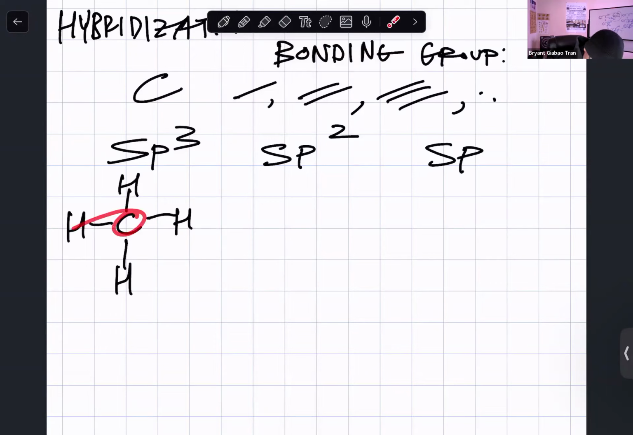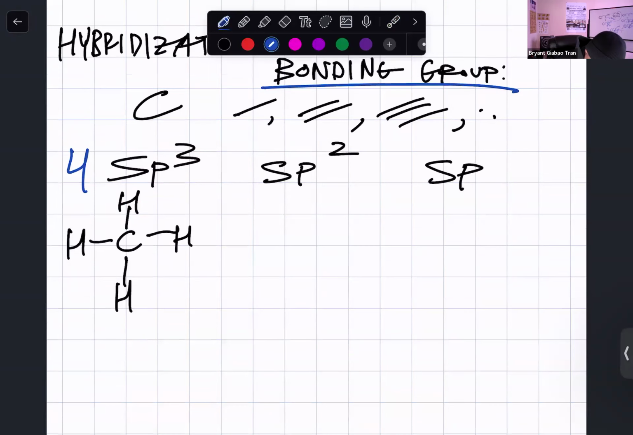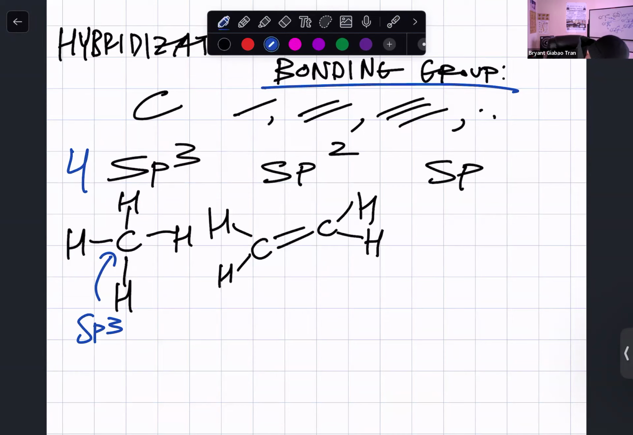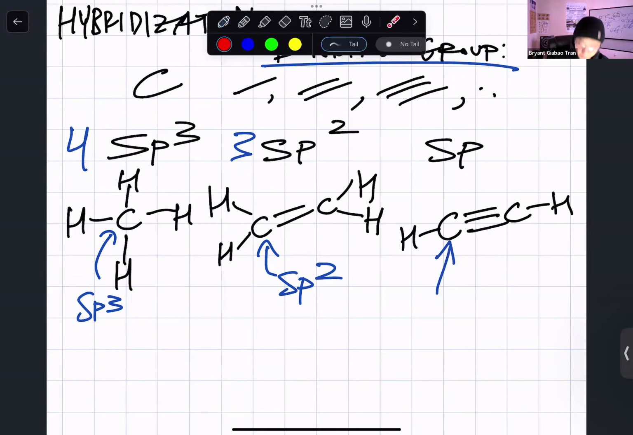So let's look at this carbon right here. This carbon right here has 4 bonding groups, 1, 2, 3, 4. And if it has 4 bonding groups, it's going to be sp3 hybridized, right? So I'm going to write the bonding groups in blue. So this carbon right here is sp3 hybridized. If we look at this carbon right here, it has 3 bonding groups, 1, 2, 3. And if a carbon has 3 bonding groups, it's going to be considered an sp2 hybridized carbon, right? Now, if we look at this carbon right here, this carbon has 2 bonding groups, 1, 2. So it will be sp hybridized, right? So a carbon with 2 bonding groups would be sp hybridized.